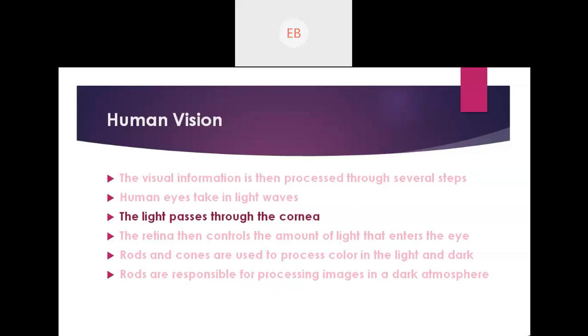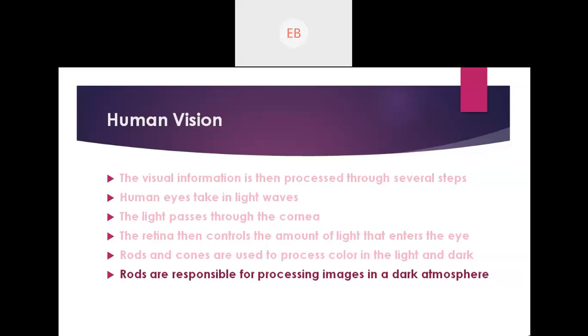Then what happens? The light passes through the cornea and is focused onto the retina by the lens. Then the retina controls the amount of light that enters the eye, okay? Then the rods and cones are used to process color in the light and dark, as you already know. That is, rods are responsible for processing images in a dark atmosphere.